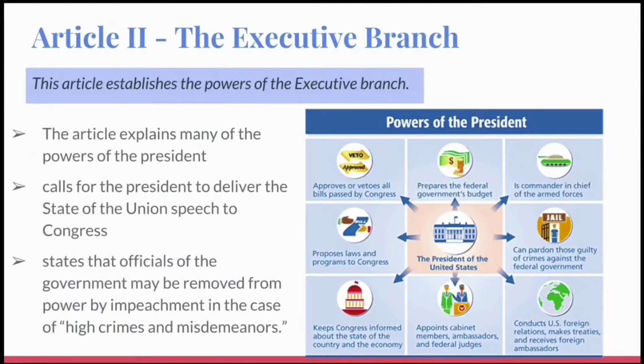Officials of the government may be removed from power by impeachment in the case of high crimes and misdemeanors. So this gives us an avenue to remove the president just in case he or she is doing a bad job.